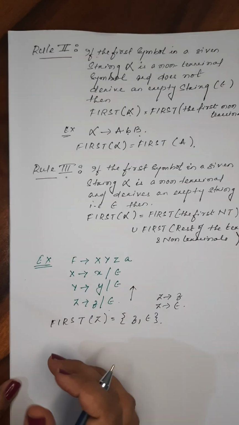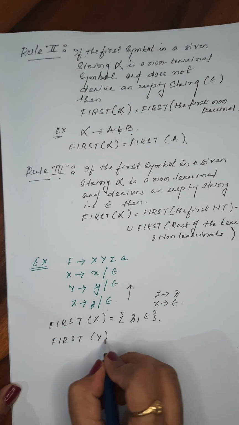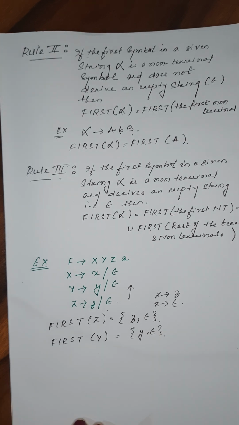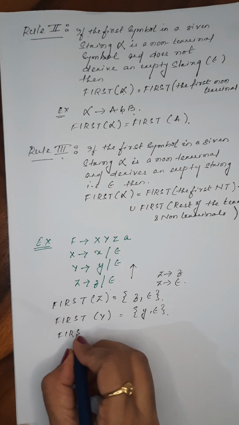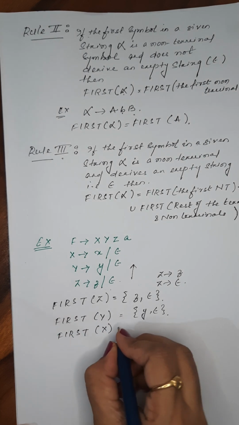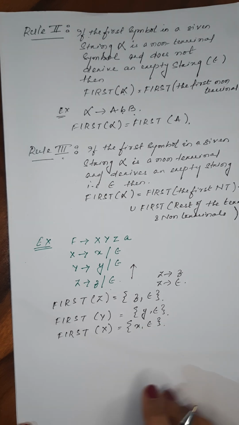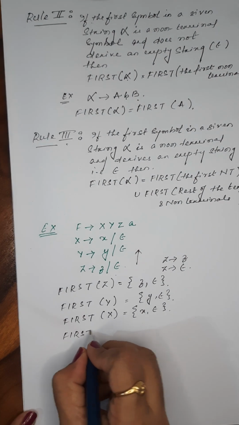Then comes first of Y. First of Y is y comma epsilon. Then comes first of X. Same rule is applicable, x comma epsilon. Now, for the last one, see, first of F.